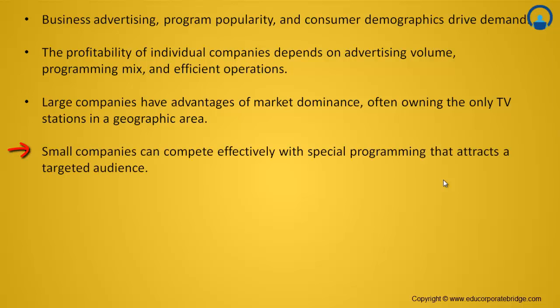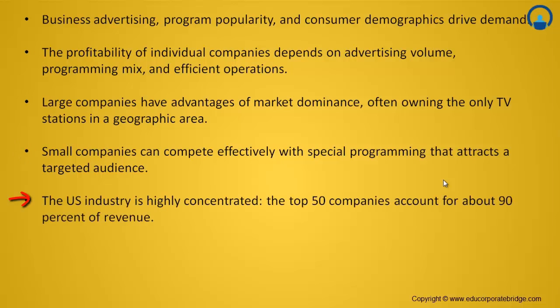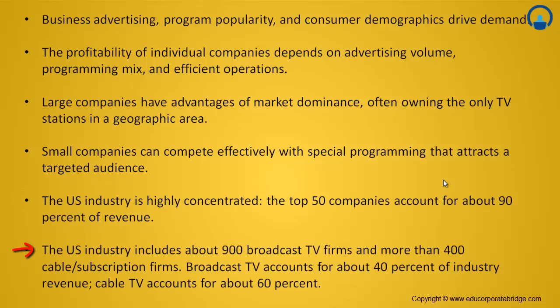Small companies, on the other hand, can compete very effectively with special programming that will attract a good amount of targeted audience. If we look at the US industry, it is highly concentrated, with the top 50 companies in this industry accounting for almost 90% of the revenue of the entire industry. The US industry includes about 900 broadcast TV firms and more than 400 cable subscription firms. Out of the total revenue that comes from this industry, broadcast TV accounts for almost 40% of the industry revenue, whereas the remaining 60% comes from cable TV.